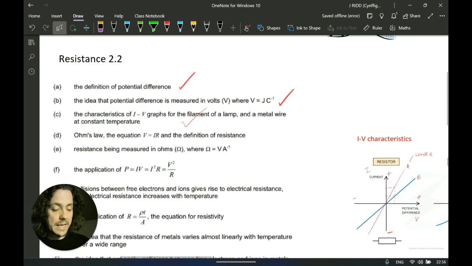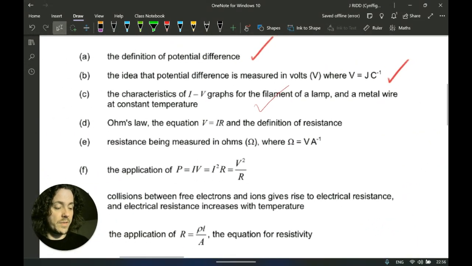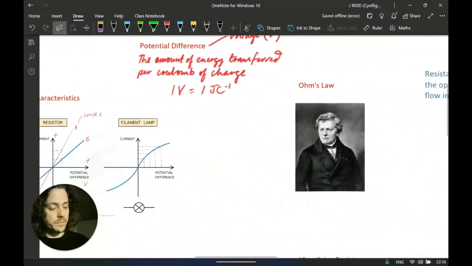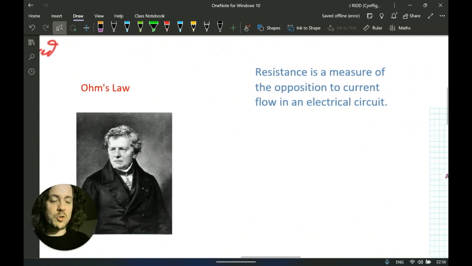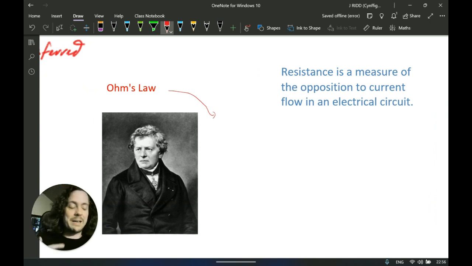So next is Ohm's law, the equation V equals IR, and the definition of resistance. Ohm's law. There he is, look, George Ohm, with only one E, strange, isn't it? When we talk about resistance, we mentioned it already, but it is essentially a measurement of the opposition to current. So the greater the opposition, the greater the resistance.